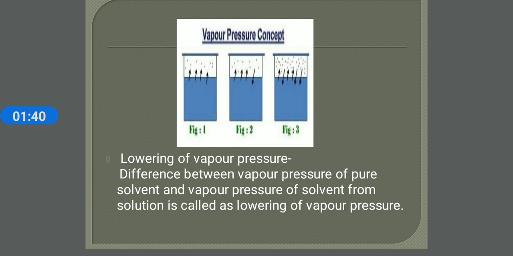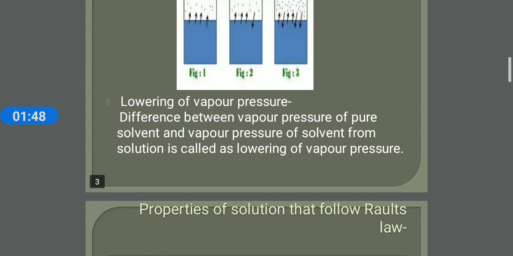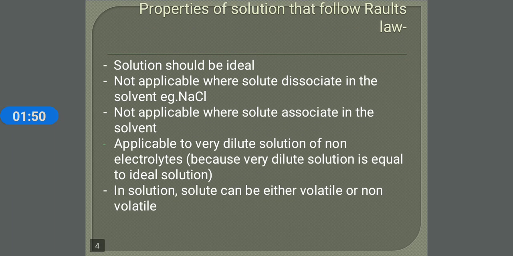Then what is lowering of vapor pressure? The difference between the vapor pressure of the pure solvent and the vapor pressure of the solvent from the solution is called lowering of vapor pressure. Now let us see what the properties of a solution that follows Raoult's law are.